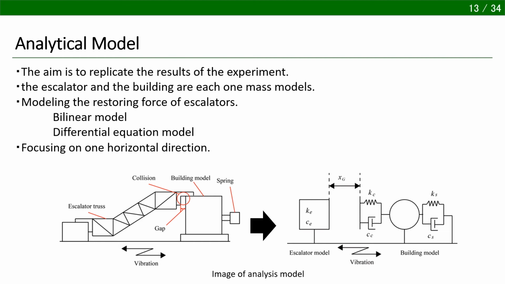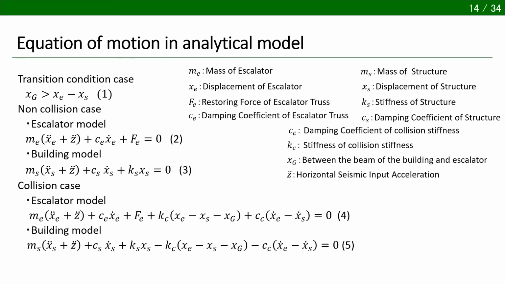In addition, we focused on the horizontal behavior of the escalator truss, which is considered to be the main cause of the floor accident. This slide shows the equation of motion of the analytical model of the escalator. The motion equations are classified into two cases. One is the non-collision case, the other is the collision case. The transition condition is equation 1. The parameters are the same as in the experiment.